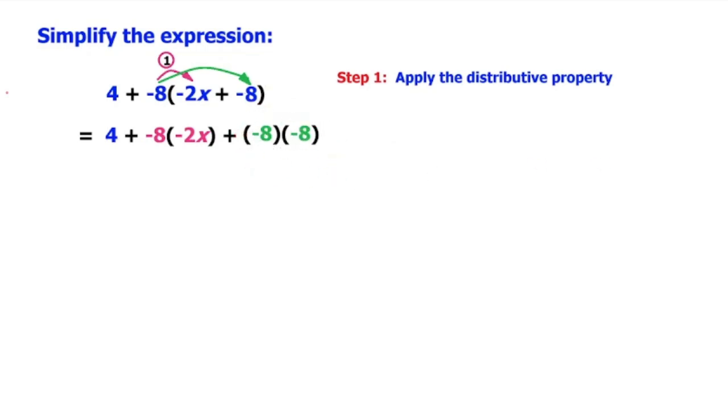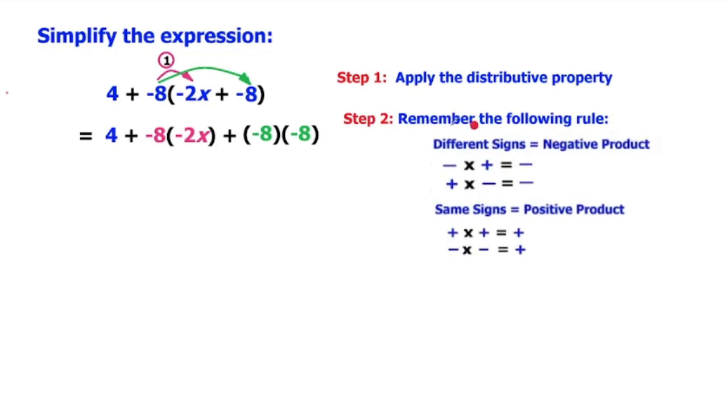Okay, so now remember the following rule. Different signs: when you multiply two different signs, you get a negative product. When you multiply the same sign, you get a positive product. In both of these situations, we're multiplying two negatives. So our situation is this one. A negative times a negative gives you a positive.